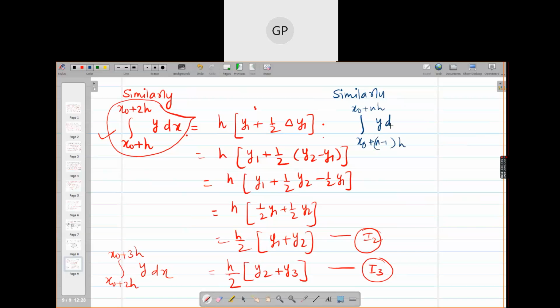And what will be its answer? h by 2 into bracket y(n minus 1) plus yn. This is my nth integration. Now we will add all of them.